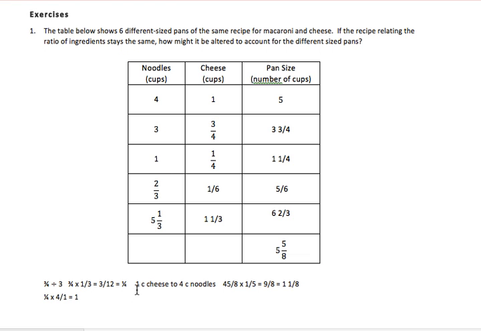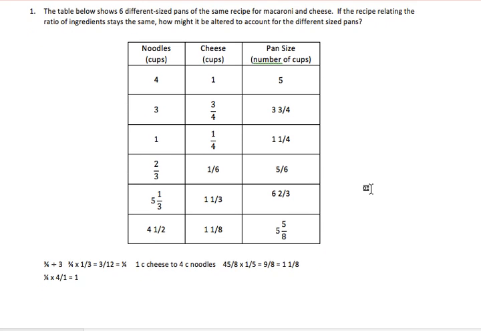Now, since 1 part cheese would be 1 1/8, that number times 4 will tell us how many noodles. And simplified, that would be 4 1/2. Lots of steps, but still doable.